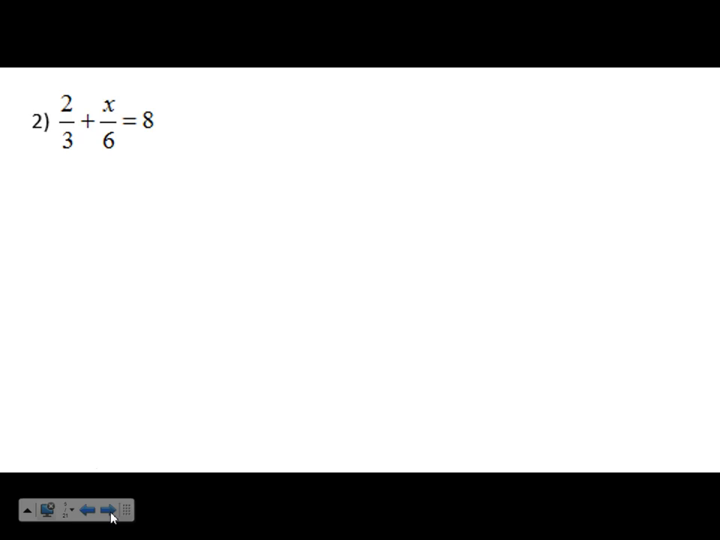So for this one, we have 2 over 3 plus x over 6 is equal to 8 over 1. And if you look, we have a 3, a 6, and 1. So I'm going to try to get all my denominators to be 6. I think that's the least common multiple. So I'm going to multiply this one by 2, but I've got to multiply the top by 2 as well.